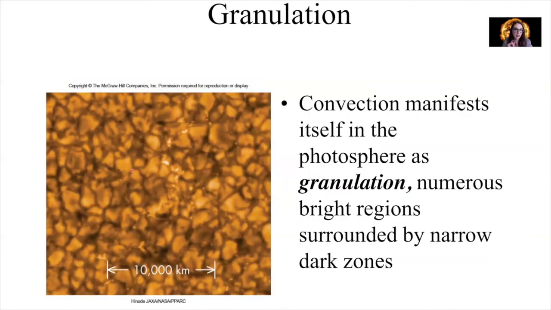Here's another picture again of granulation. So we've got convection manifesting itself on the photosphere, on the sun's surface. And we've got a bunch of these bright convective granules surrounded by the dark, narrower lanes. That's regions where the material has cooled off and it's sinking back down towards the interior of the sun.